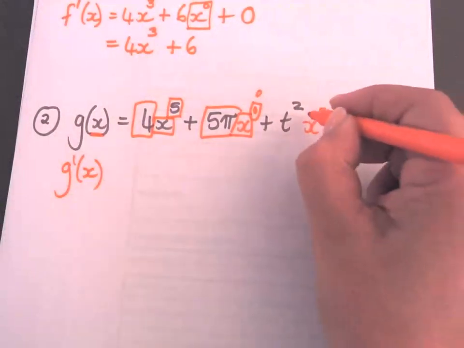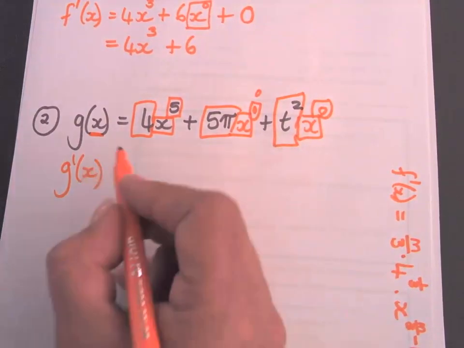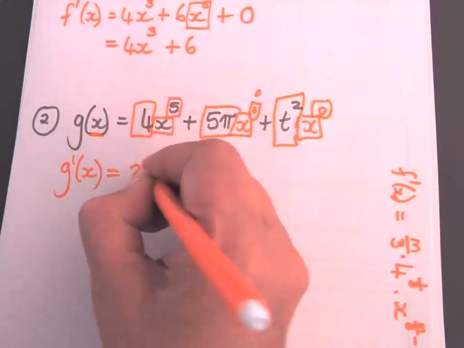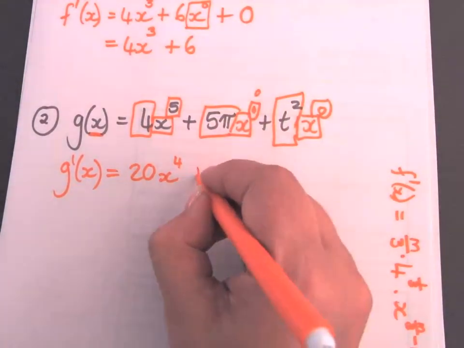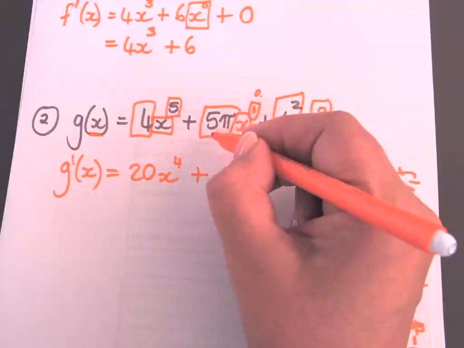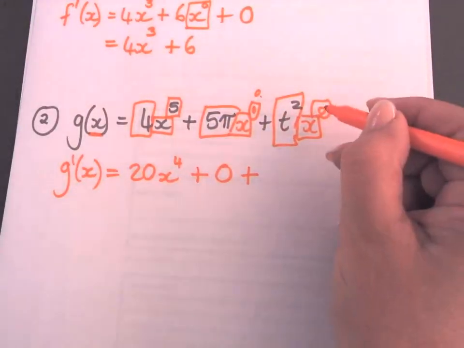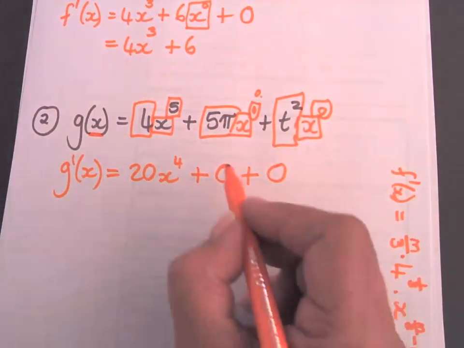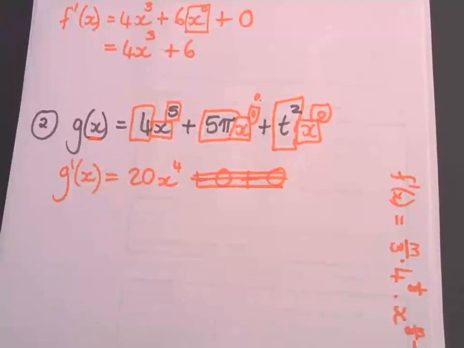x, 0, coefficient. 5 times 4 is 20. x to the power of 4. Plus 0 times 5 pi is 0. Plus 0 times 2t squared is 0. So my answer is only that. Any questions?